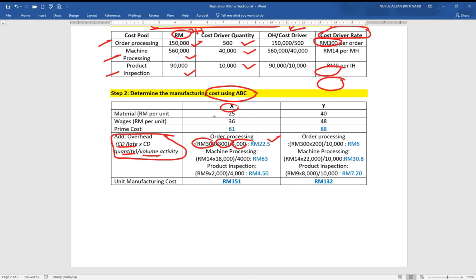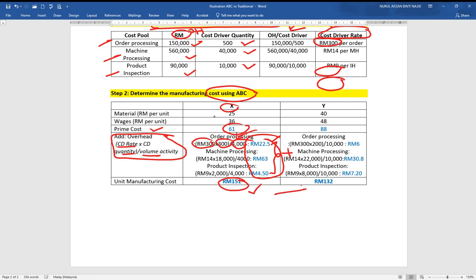Where you get all these figures is from the table given in the question, right. So you need to total up each of the overhead absorption for each of the activity. And you add the prime cost 61, plus all these amounts. So you will get the manufacturing cost per unit 151, right?